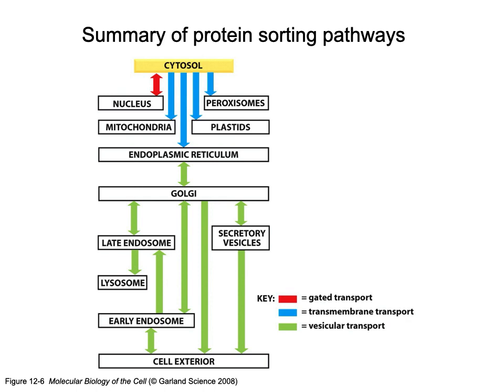With vesicular transport, this is where they have been produced in the cytosol, moved to the ER, and for vesicle transport, we're now moving from the ER to the Golgi, and then from the Golgi, depending upon where the protein is supposed to move to.